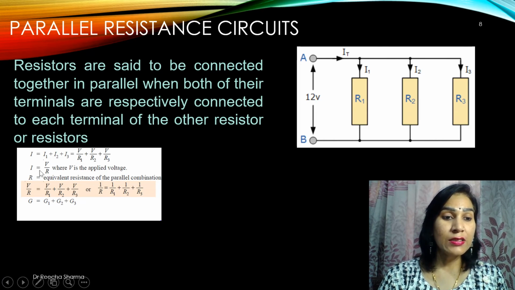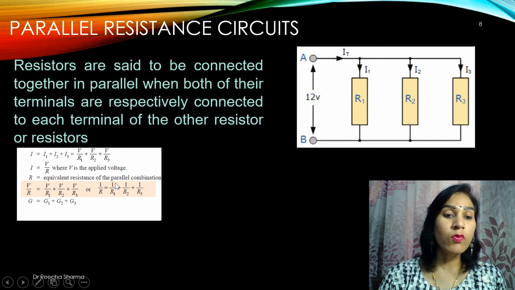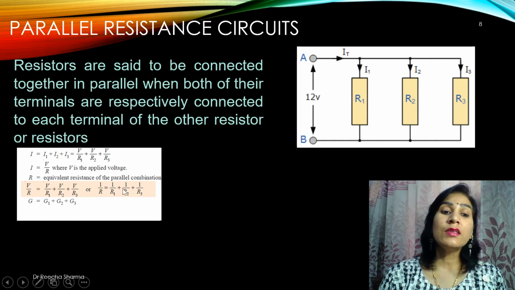We know that I is equal to V upon R, so it can be written as V upon R1 plus V upon R2 plus V upon R3. As voltage is the same, we are denoting it by V. So put these values in this equation, it will become V upon R is equal to V upon R1 plus V upon R2 plus V upon R3, and if we simplify this, it will become 1 upon R is equal to 1 upon R1 plus 1 upon R2 plus 1 upon R3. So this is the formula for parallel resistances.